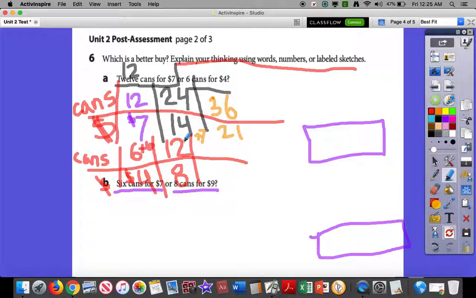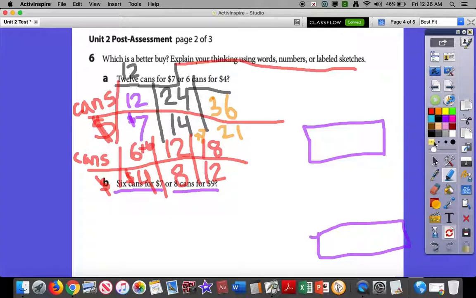And now we're going to go ahead and we have to do that again. Add another 6 cans to this. So 12 plus 6 more cans would be 18. And you guessed it, we need to pay another $4. So we had $8 for 12. Buying 6 more cans would be $4 more. So add $4 to that.